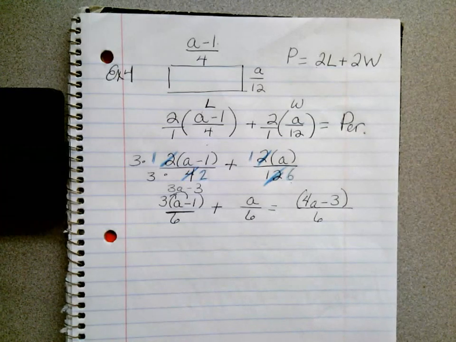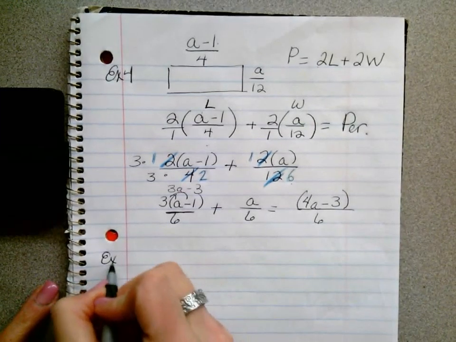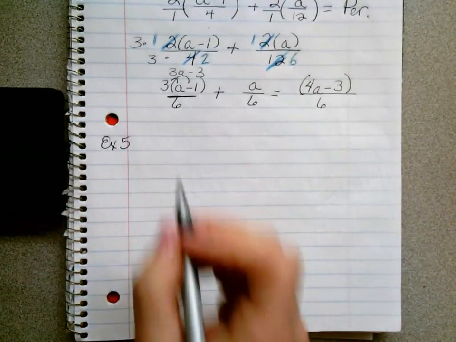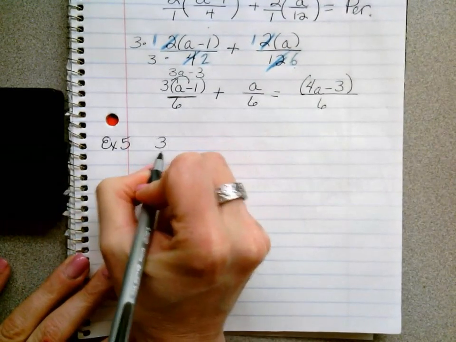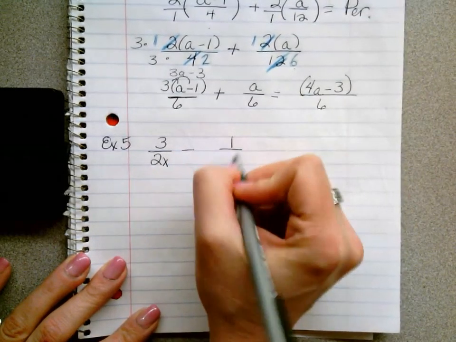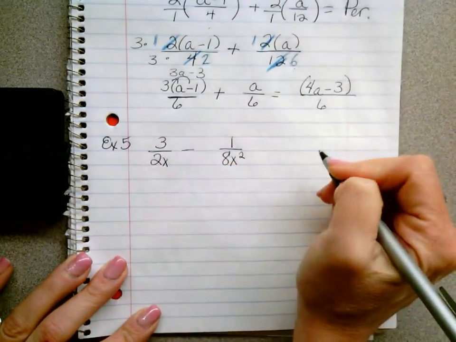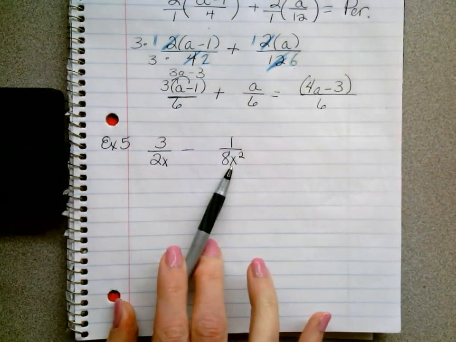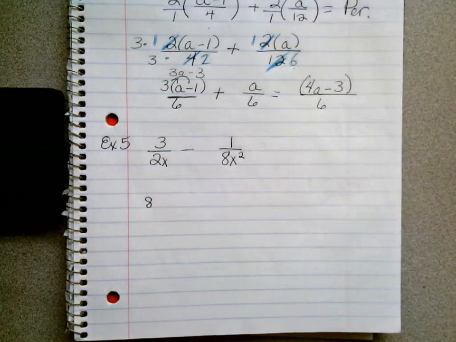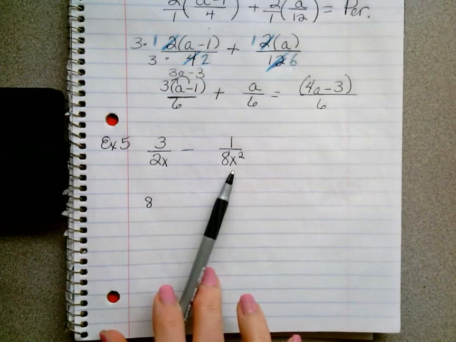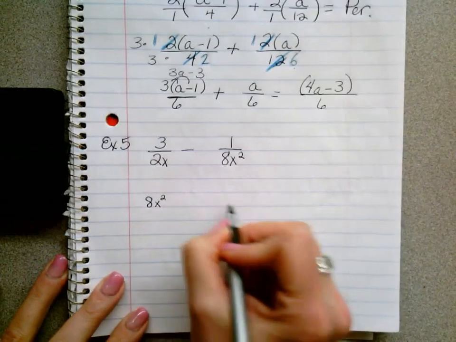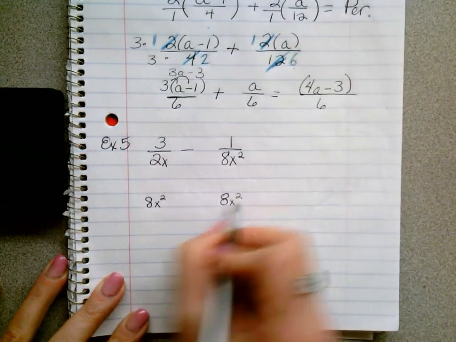These are like the ones me and Gabe were just doing a couple of minutes ago. Next page, example 5. What you guys did in the previous lesson was a precursor to this. 3 over 2x minus 1 over 8x squared. Greatest common factor of 2 and 8? Anybody know? 8. 8, bravo. X and x squared? X squared. You always take the largest power of the denominator of the variables present.